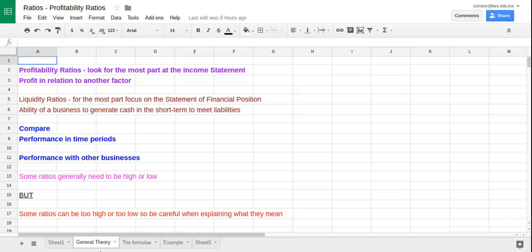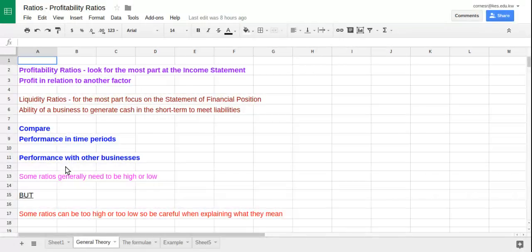Ratios are only really useful for comparing performance and time periods for the same business or with other businesses. The reason for that being the ratios are so different for different types of businesses. Some businesses, for example, a supermarket, generate cash very, very quickly. The goods come in, they get sold, they get cash straight away. Other businesses, it takes a lot longer to generate cash because you've got to sell goods on credit because that's what everybody else does. And therefore that cash may come in up to 90 days after you've actually made the sale.